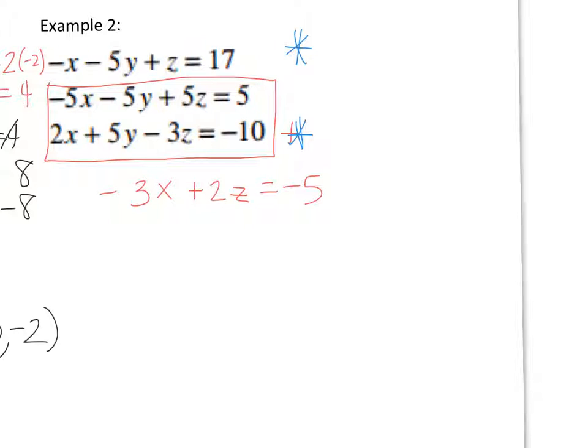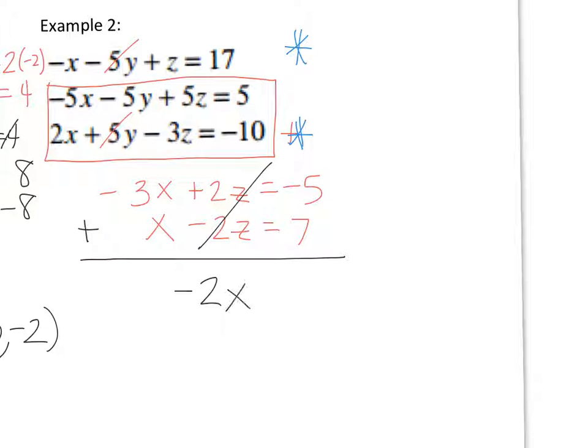If I add the first equation and the second equation, I'm going to get negative x plus 2x is x. The y's will cancel out, and I'm left with negative 2z equals 17 plus negative 10, which is 7. Now I have a system of two equations, and you can solve this by substitution or elimination. This one I'm just going to eliminate the z's. So I'll get negative 2x equals 2, so x is negative 1.